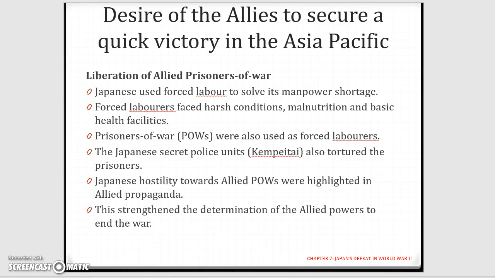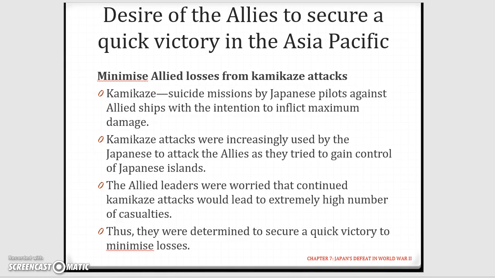And of course, there was a lot of torture going on, and there was a lot of hostility towards these Allied POWs because simply you're the enemy. So what all these actually did was to contribute to the Allies' desire to secure a quick victory in the Asia Pacific. Now, you might be wondering, maybe I finish this part before I talk about the link and the explanation, or the importance of this factor.